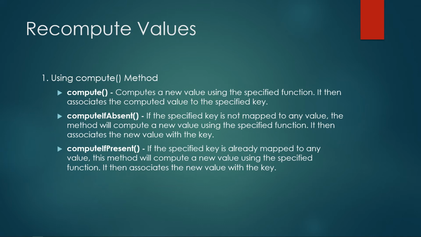Next we have the computeIfAbsent method. If the specified key is not mapped to any value, the method will compute a new value using the specified function. It then associates the new value with the key. Next we have the computeIfPresent method. If the specified key is already mapped to any value, this method will compute a new value using the specified function. It then associates the new value with the key.